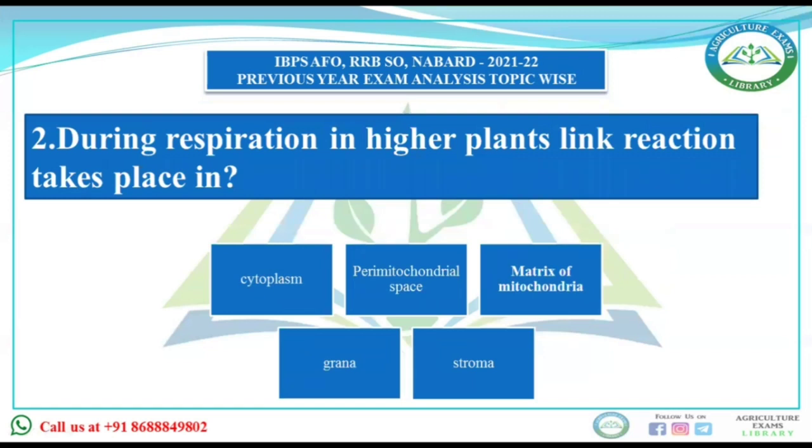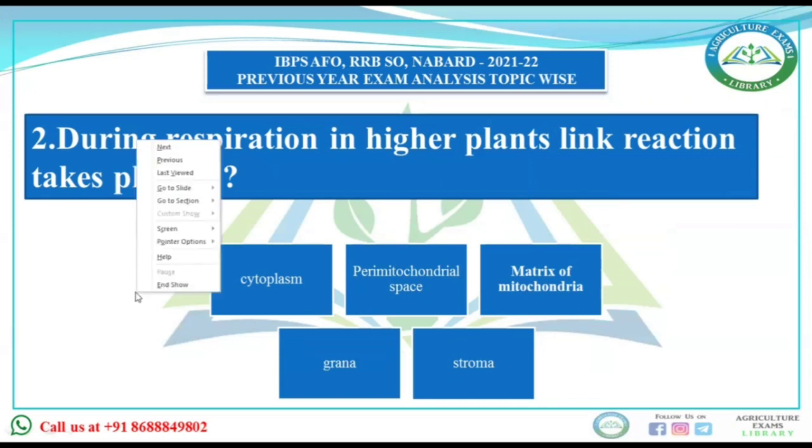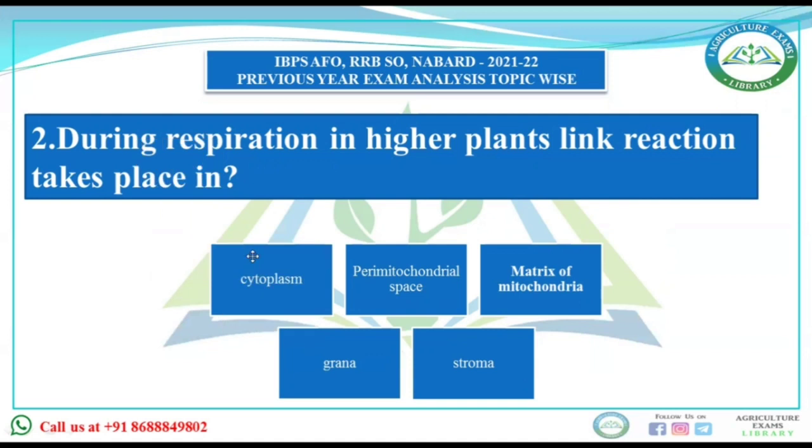During respiration in higher plants, link reaction takes place in... See this question. Do you know in plant physiology you study processes like photosynthesis, respiration, transpiration, all these. Okay, in photosynthesis you all know that plant uses atmospheric water and CO2, and in the presence of sunlight that is converted to glucose and O2 is released. Of course, you all know that O2 is released. How is O2 released? The oxygen during photosynthesis is released due to the photolysis of water.